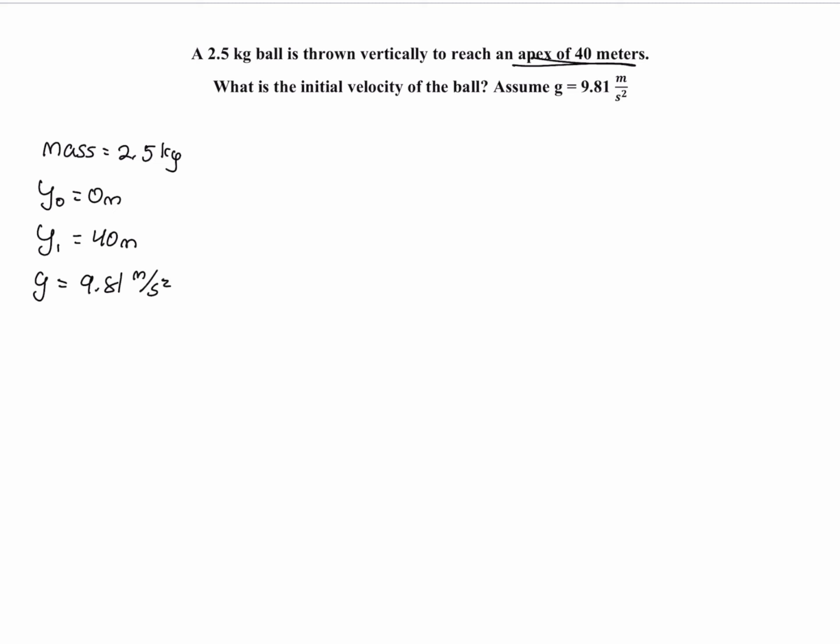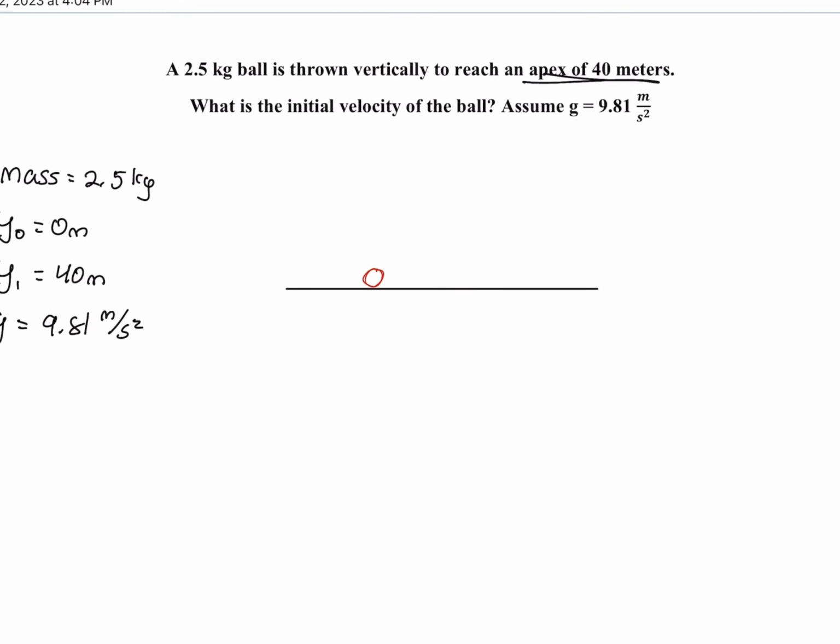Let's go ahead and draw a little diagram of what's going on here. So this ball is starting from the ground. Get our ground drawn here. Let's draw our ball. And we know that that final height is y1 equals 40 meters and y0 equals 0 meters.